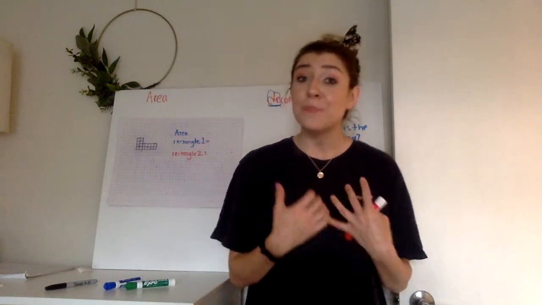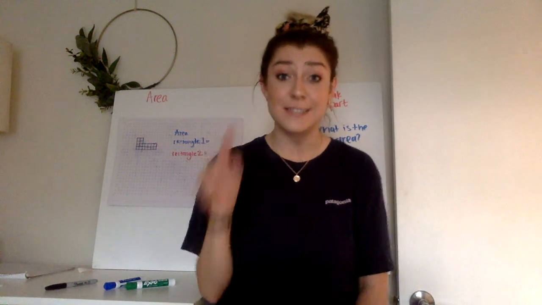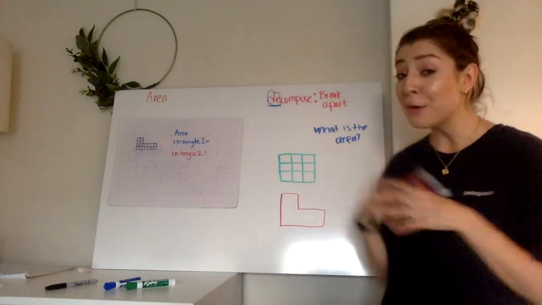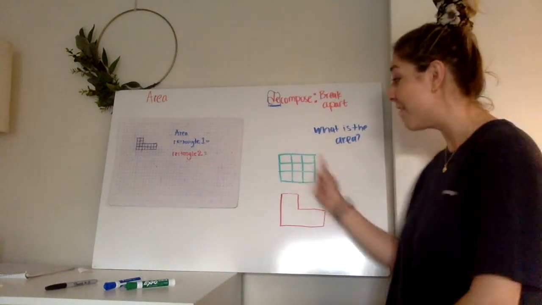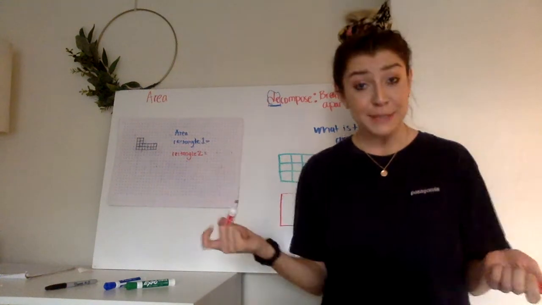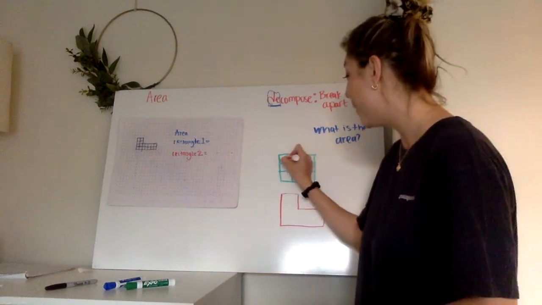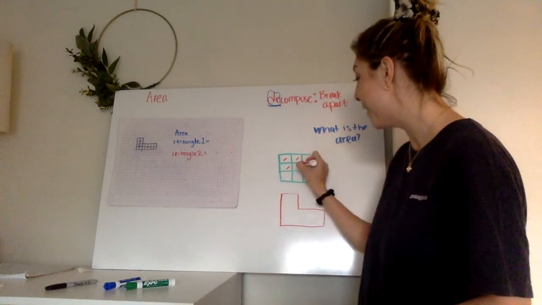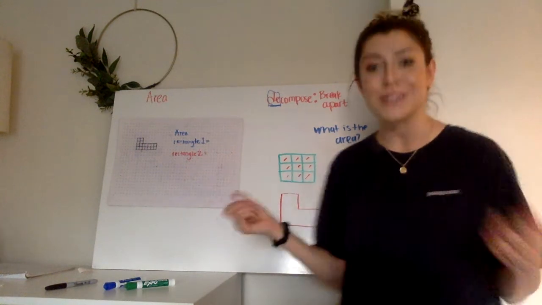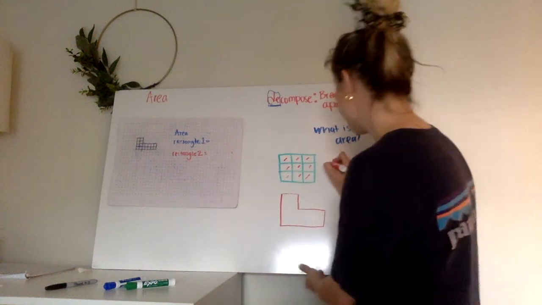So when I say, let's find the area, we are counting the squares inside. So let's review that real quick. If I were to ask you to find the area of this square, there's two ways we can do it. The first way is counting the squares inside. So let's do that right now. 1, 2, 3, 4, 5, 6, 7, 8, 9. 9 squares. So the area is 9 square units.